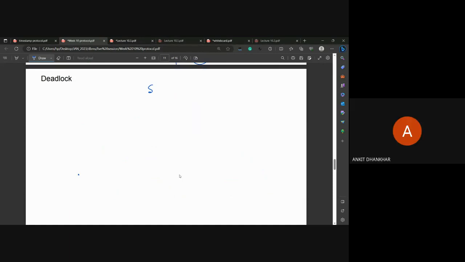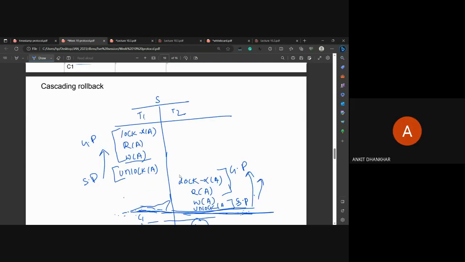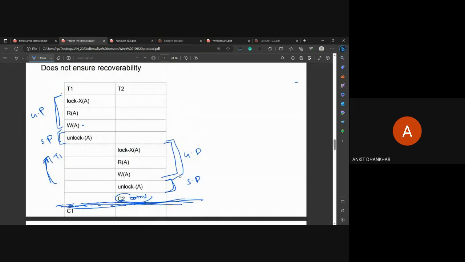Sir, in the last second example that you gave, can you scroll up? If we were not sharing the data item A across transaction one and transaction two, then that would have ensured our recoverability. Yeah, correct. But we have to see all the possible cases, right? Yes, sir.